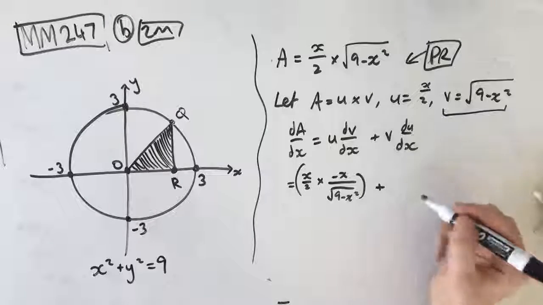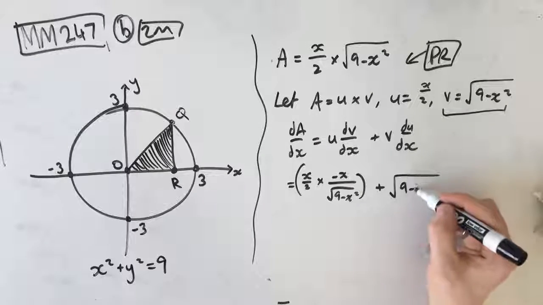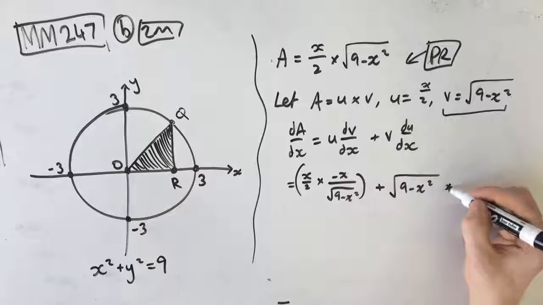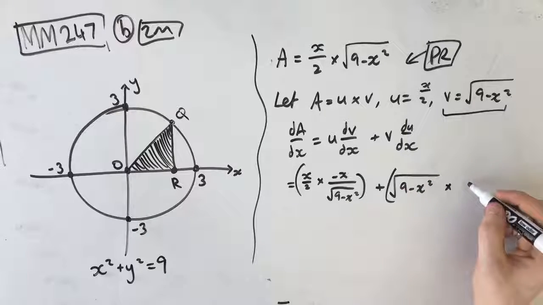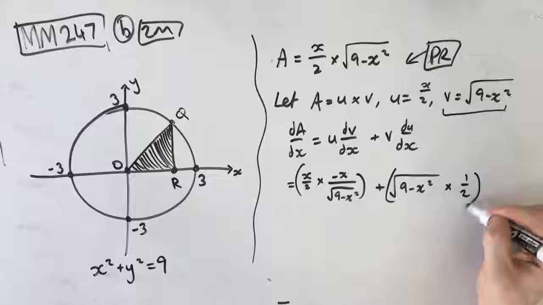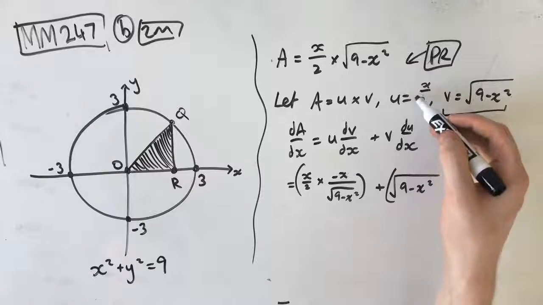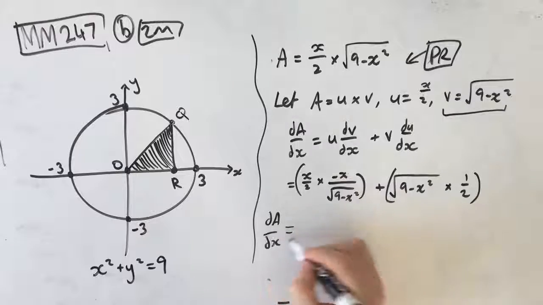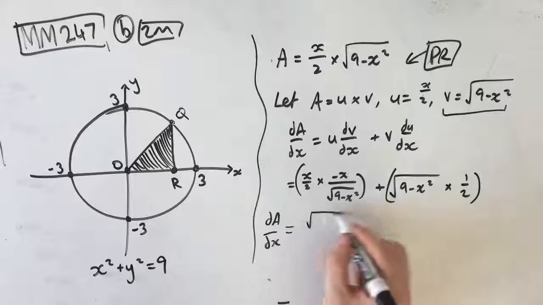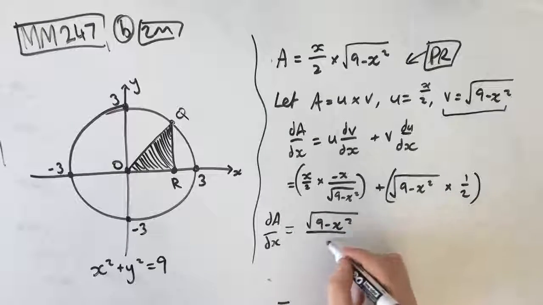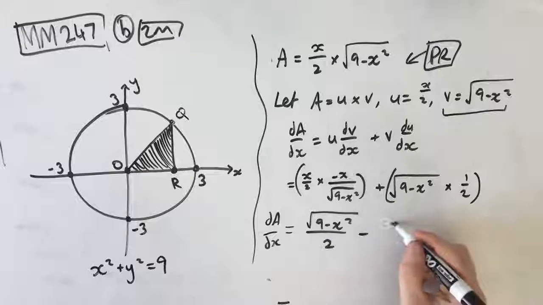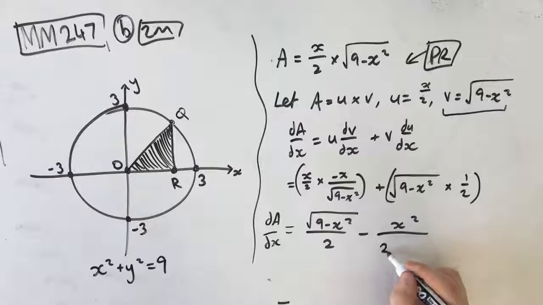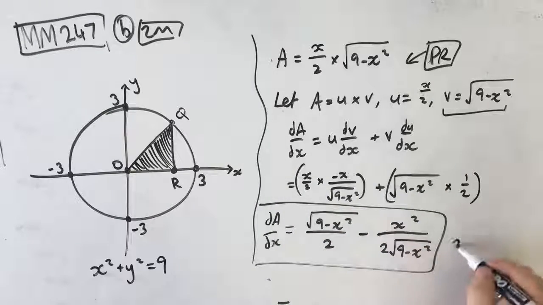Plus v, which is root 9 take x squared, multiplied by du dx, which is just 1 on 2. Right, so du dx of this is 1 on 2. So then that, dA dx, gives us root 9 take x squared over 2 minus x squared over 2 root 9 take x squared. Awesome. So this is our second mark and final mark for part B.